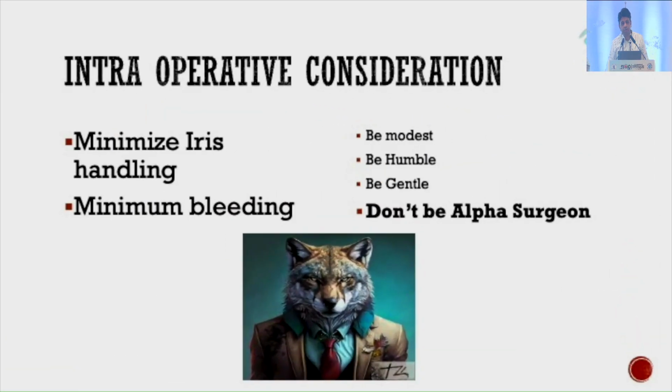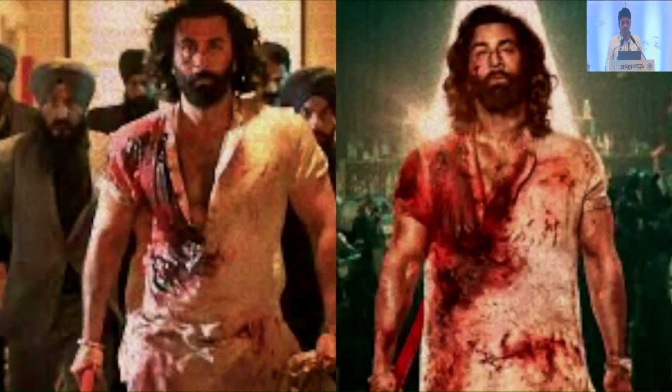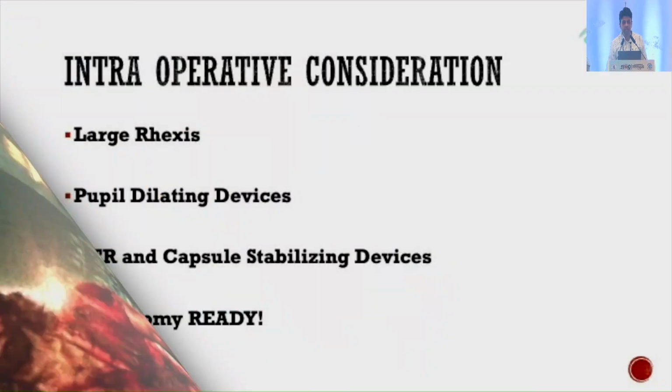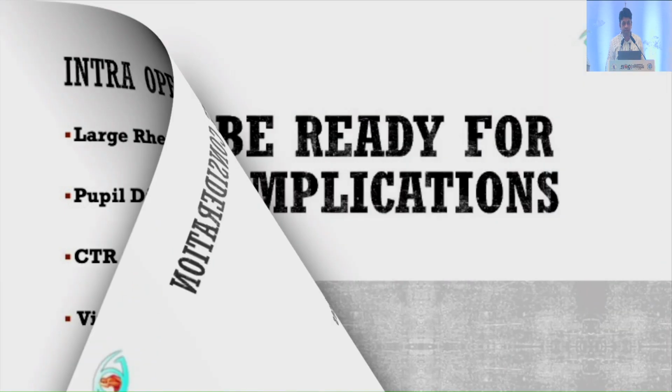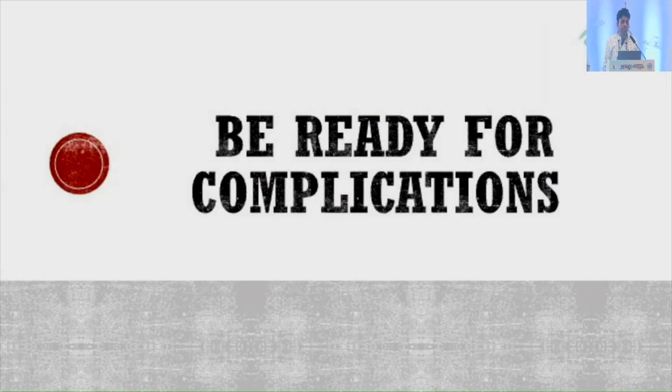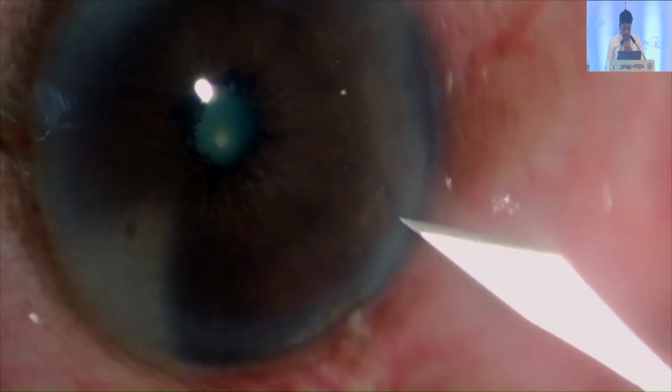So, intraoperative considerations: we need to minimize the iris handling and minimize the bleeding. We need to be modest, gentle, and need not be an alpha surgeon in such cases. We need a large rhexis, pupil dilating devices, capsule stabilizing devices, and yes, vitrectomy should be ready. We should be ready mentally for all kinds of complications we can think of. So this is the case.